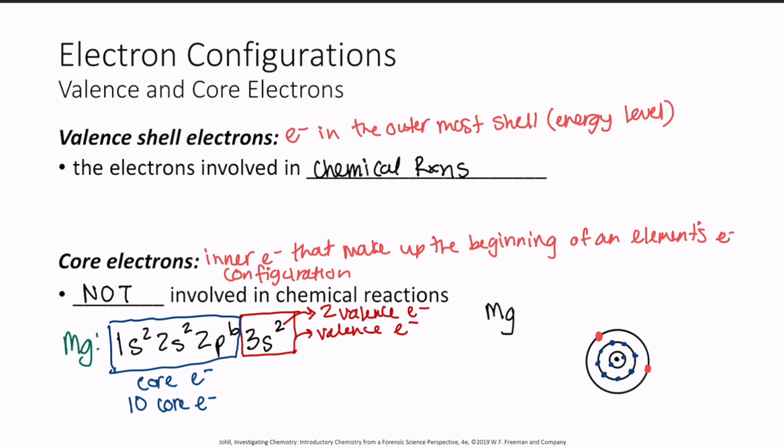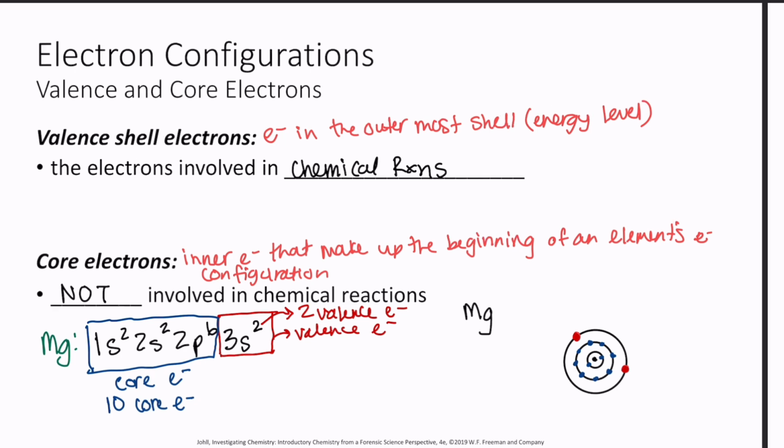The blue electrons are the core electrons. I drew 10 of them. So I can only draw 2 more in my third energy level. So here we can see that I have 2 valence electrons for magnesium. So let's look at the periodic table.